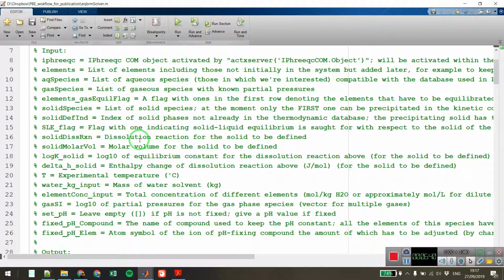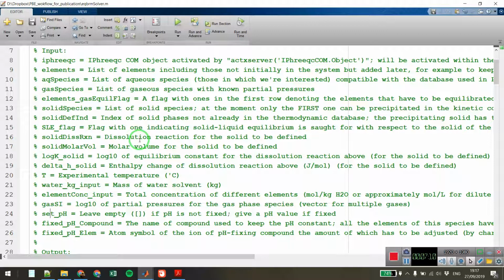Then we have the dissolution reaction and the properties of the solid or its dissolution, as you see here. Then we have the experimental temperature in degrees Celsius, the amount of water that you have in your pot, the elemental concentrations that you have in the pot, and the saturation index for the gaseous species, which in PHREEQC is defined by definition as log10 of the partial pressure of that gaseous species.